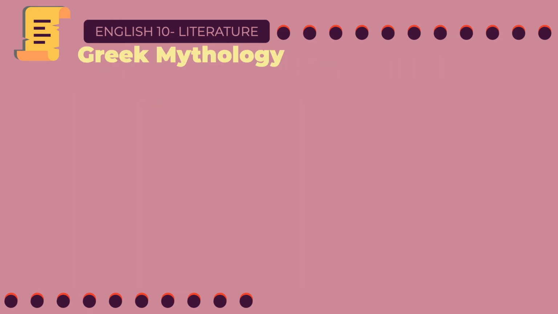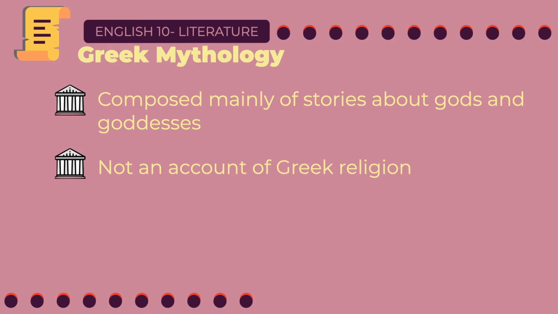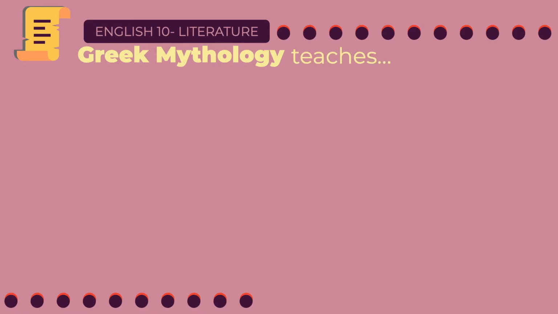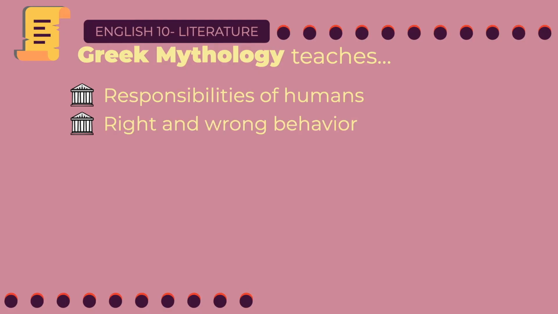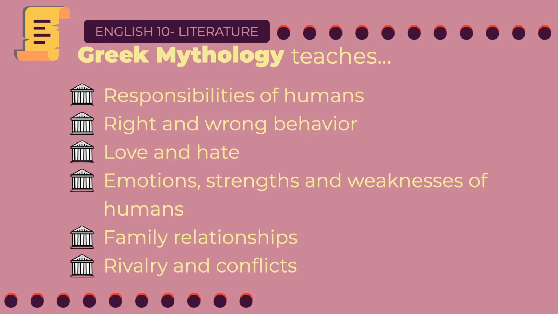Greek mythology is composed mainly of stories about gods and goddesses, but it is not an account of Greek religion. Instead, these stories were written to serve as a way of explaining how things came to be. Some stories in Greek mythology were also written to teach about various subjects such as the responsibilities of humans, right and wrong behavior, love and hate, emotions, strengths and weaknesses of humans, family relationships, and rivalry and conflicts, among others.